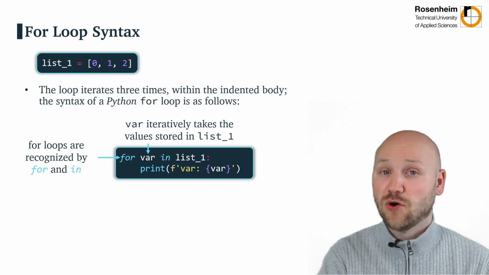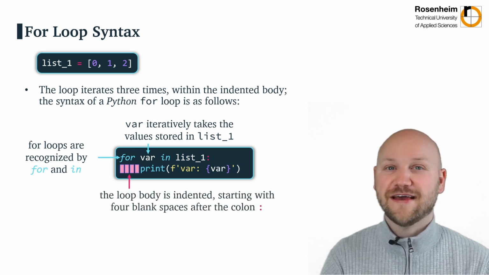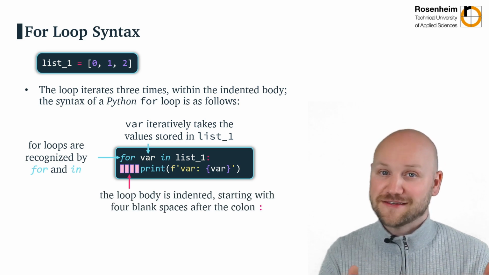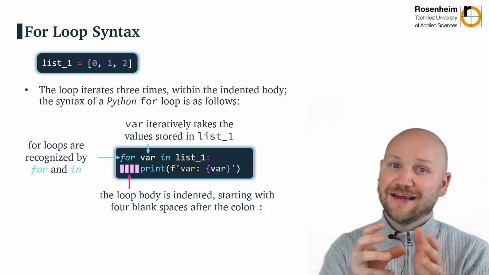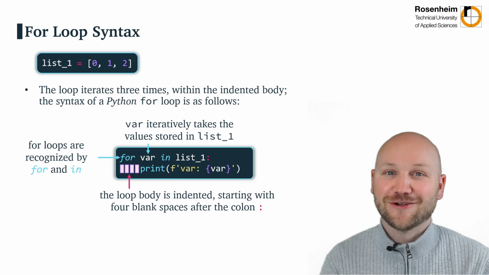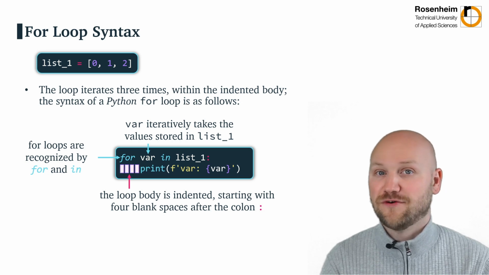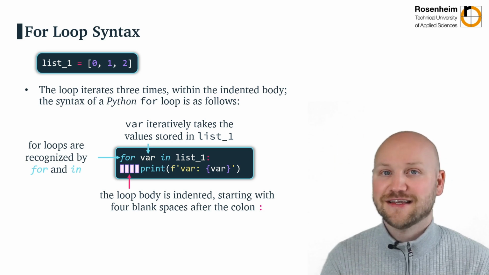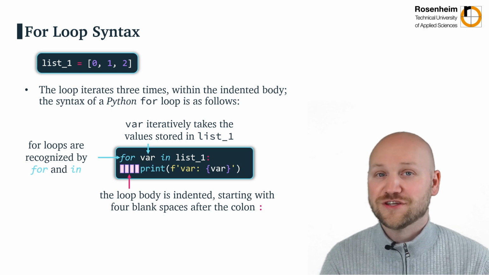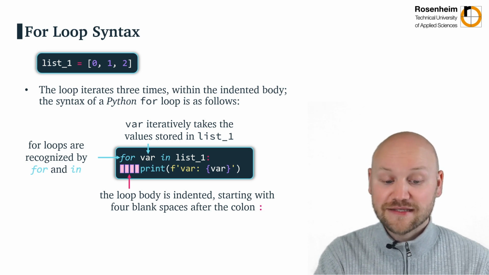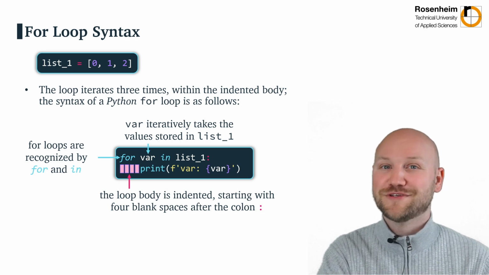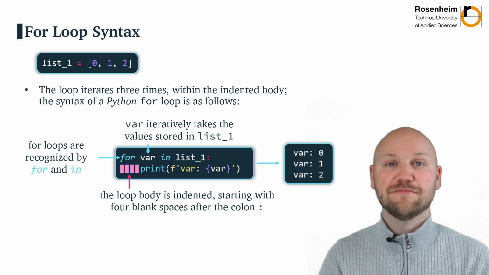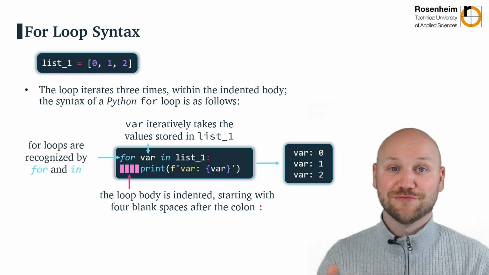Then comes a colon, and after the colon, we have a so-called indented body. Indented body are rows that start with 4 spaces, period. That's it. 4 spaces, and then we have the code. This is called an indentation. Indentation is very important for the Python interpreter to see what is part of that for loop. So if you have 10 indented lines after the colon, after the for loop definition, these 10 lines are part of the for loop. Then we have our print command that simply prints whatever is stored in the variable var. And the output is simply var 0, var 1, var 2.